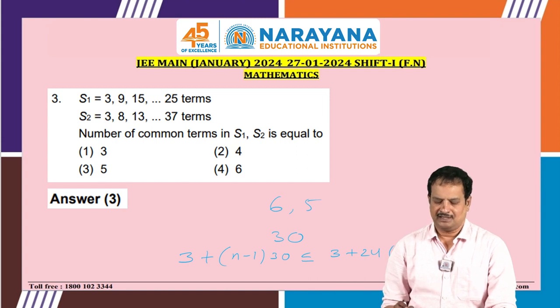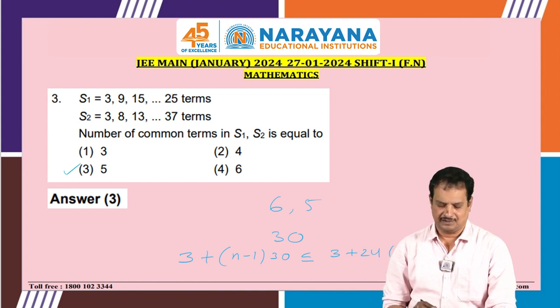So thereby you'll be getting the third one, which is there are 5 common terms. So this is the process of solving the number of common terms in S1 and S2. Just take the first common term, and after that take the LCM of the common differences of the first and second; that will become the common difference of the series formed by the common terms. Okay, this is the process of solving the problem.